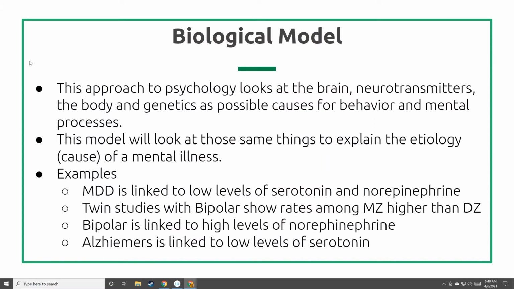So our first one here is the biological model. This is the bio approach to psychology, when psych looks at the brain, neurotransmitters in the body, and genetics. So anything there that is physical. Obviously this model is going to look at those very same things to explain the causes of mental illness.